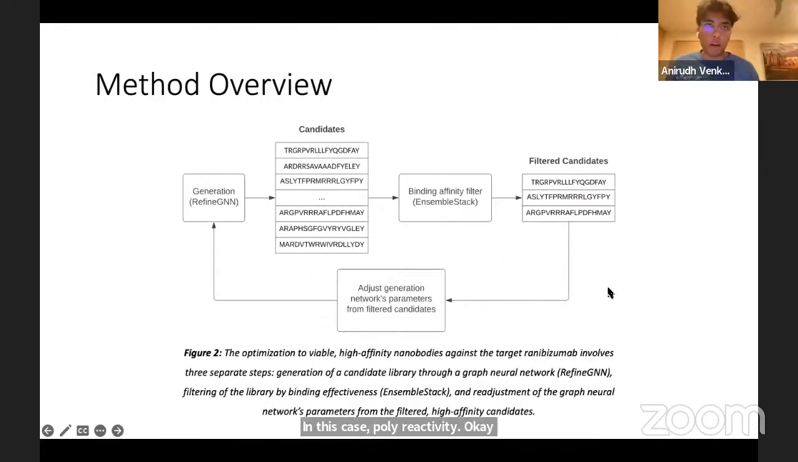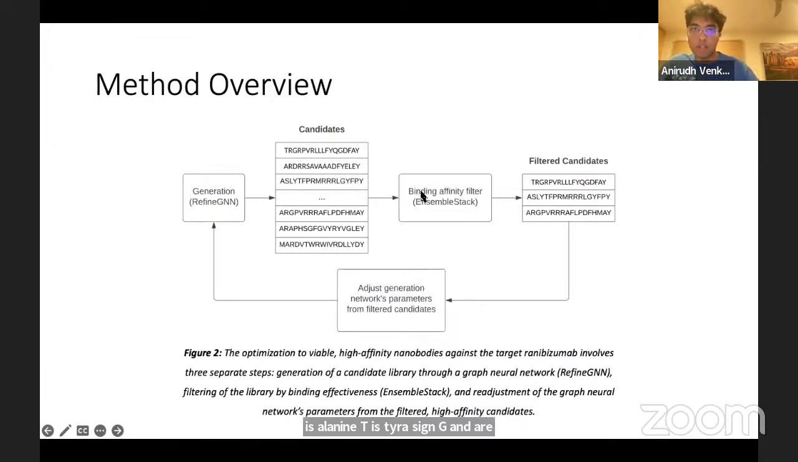Quickly going to the method overview. What you have is your generation process, which generates a lot of different candidates for CDR3 sequences. As you can see, these are just about 13 to 20 letter sequences of amino acids. This is actually represented in the FASTA format, where each amino acid is designated by a single letter. So, A is alanine, T is tyrosine, G and M are the respective amino acids.